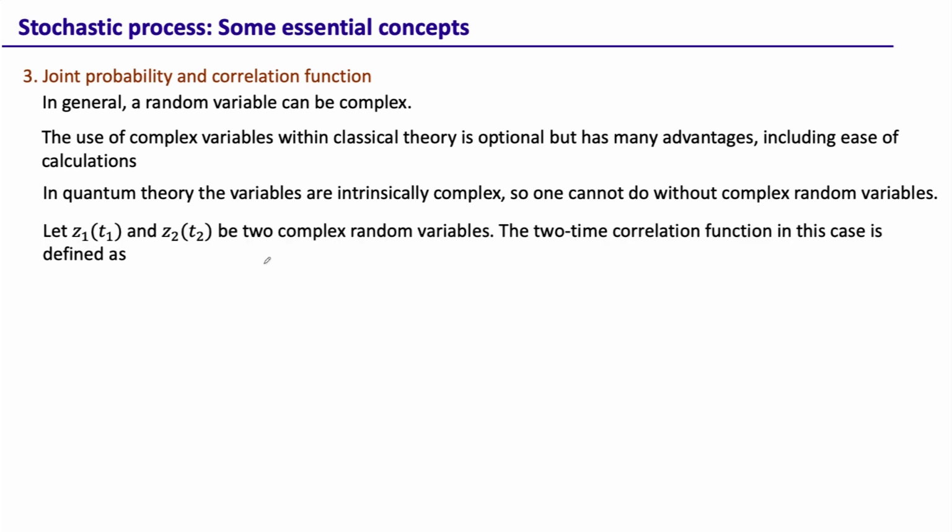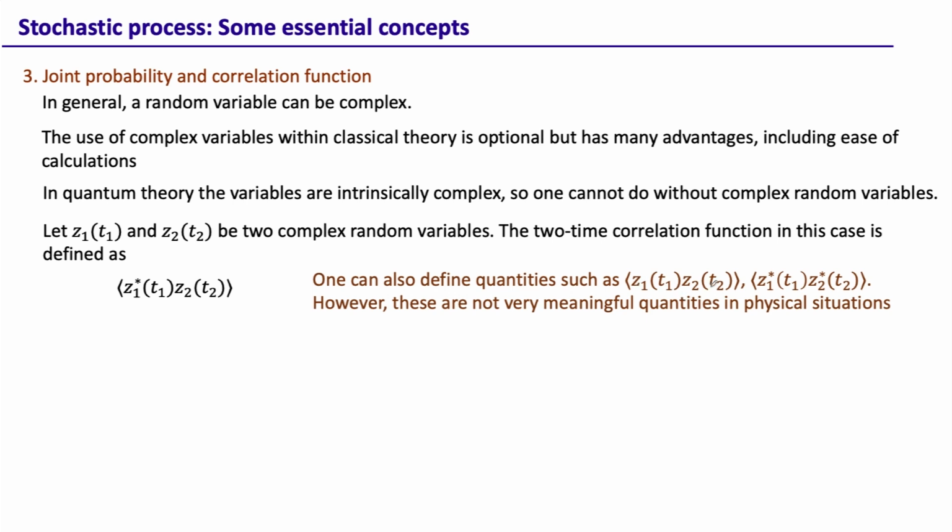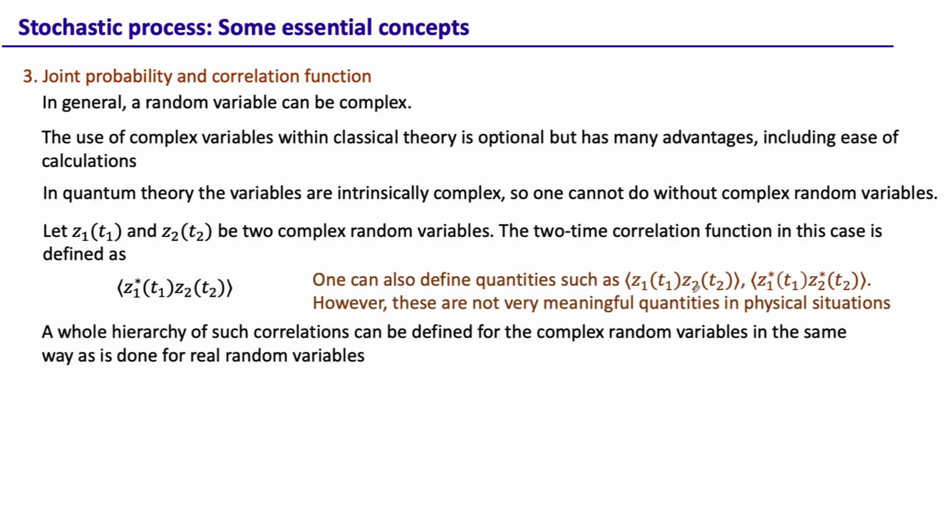But the idea of correlation function remains the same. So, let's say z1 and z2 are two complex random variables, then the two-time correlation function we define in this manner: z1 star(t1) z2(t2). This definition remains precisely the same, except that in this case we are adding a star. Now one can ask, why are we choosing just z1 star and z2? Why not the other combinations, for example z1 z2 or z1 star z2 star? We will discuss this in a little more detail, but these other quantities do not yield a meaningful quantity, and this is the meaningful quantity in physical situations, and that's why we take it.